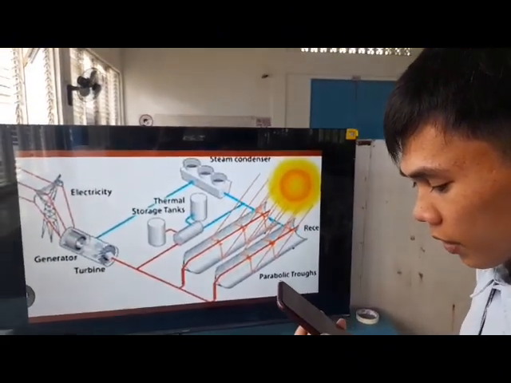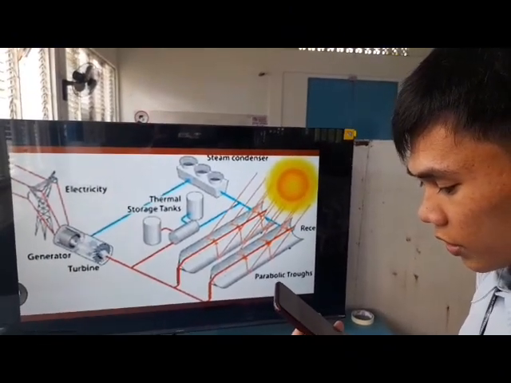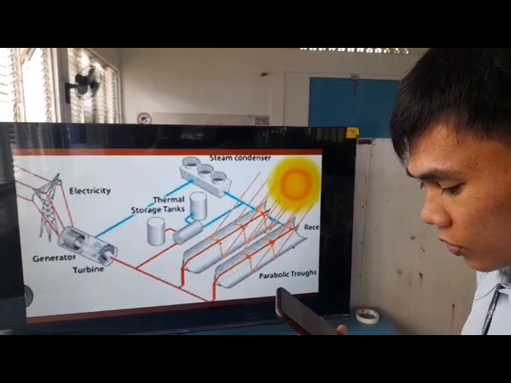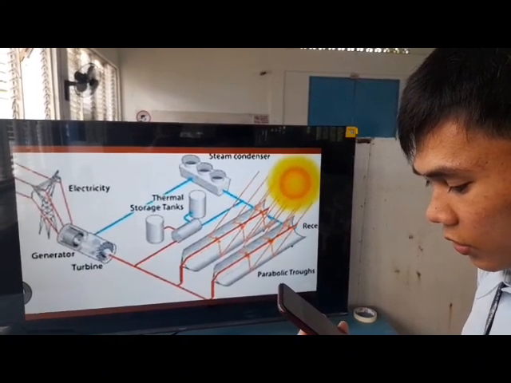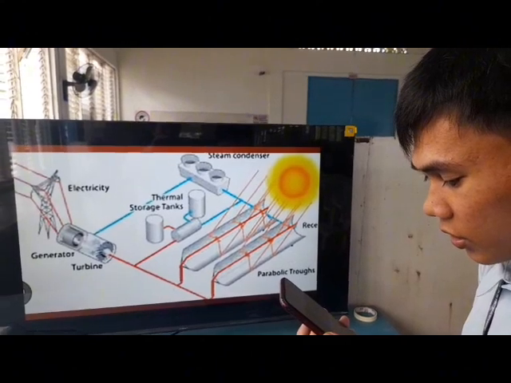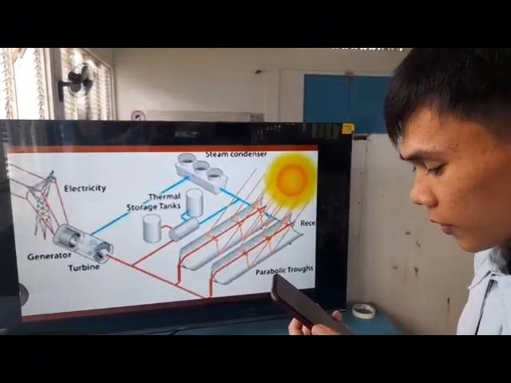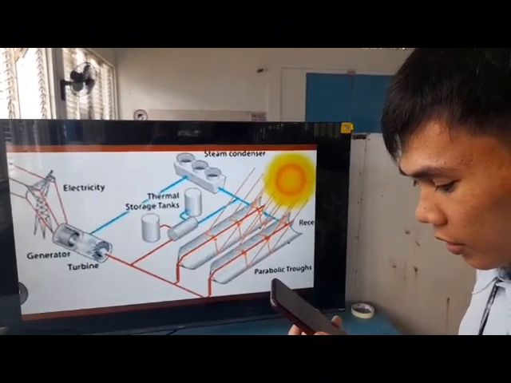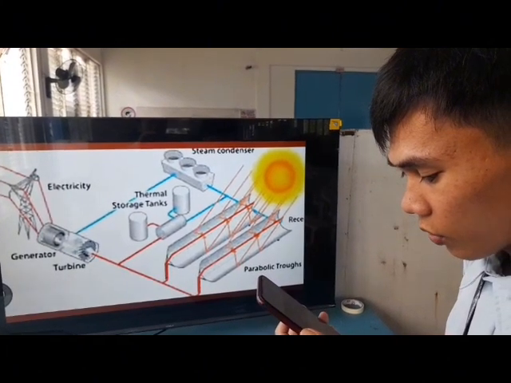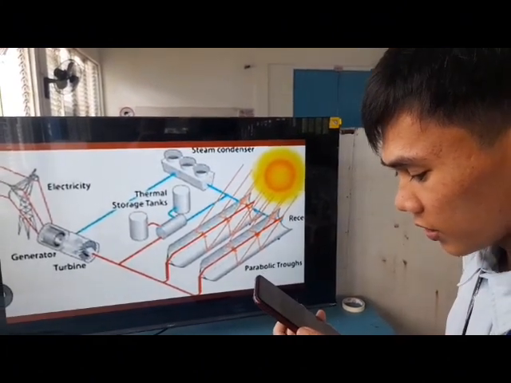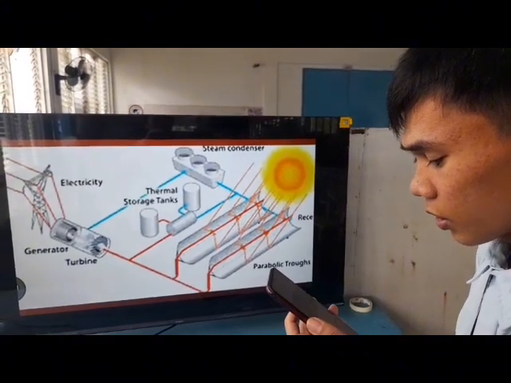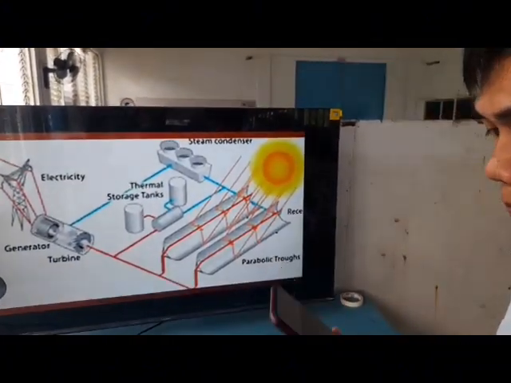Application: parabolic trough systems are commonly used for large-scale utility-grade electricity generation. They are suitable for both centralized power plants and distributed generation.